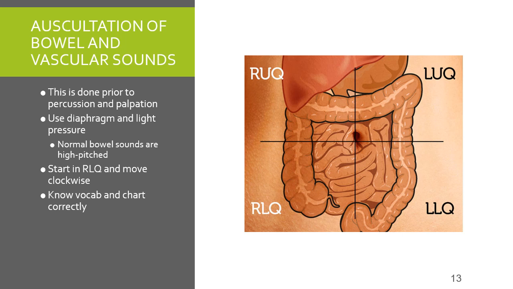The reason you do this is because if there's an obstruction, you will hear just before the obstruction really loud, high-pitched tinkling noises, which is air hitting up against the obstruction, and that's referred to as borborygmi. If you are going to document bowel sounds as being absent, you have to have listened for at least 4 minutes, so 1 full minute in every single quadrant to say that the bowel sounds are absent. And then you can go back and listen to vascular sounds using the bell.